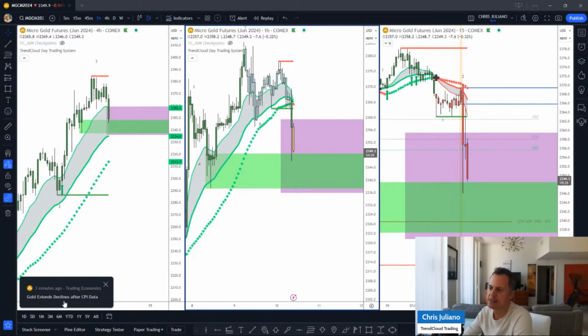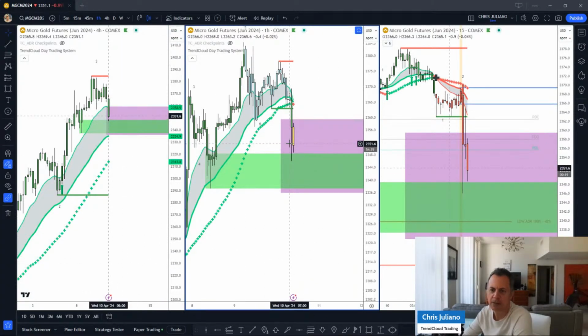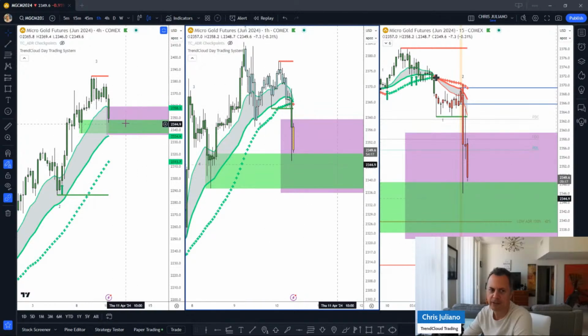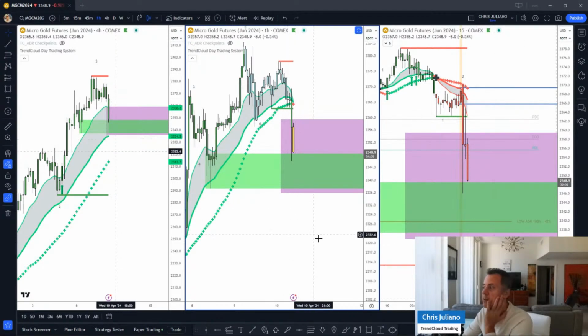Gold extends decline after CPI data. Yeah, we knew that. We saw that coming from yesterday. All within technical analysis. No fundamentals needed, right? This is all technical analysis, and we saw it there immediately.